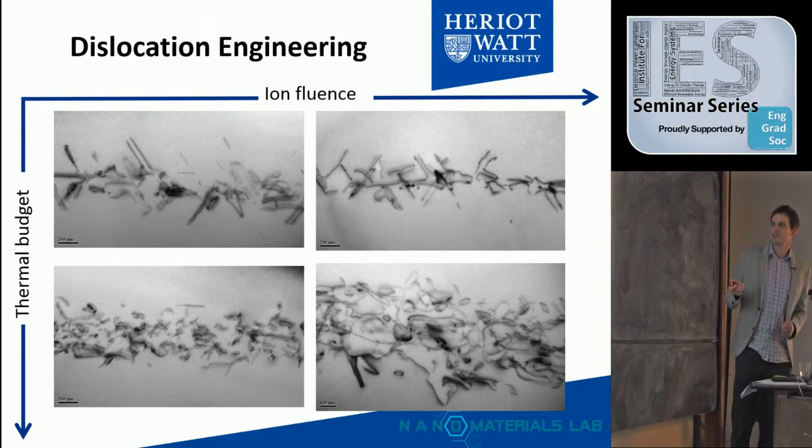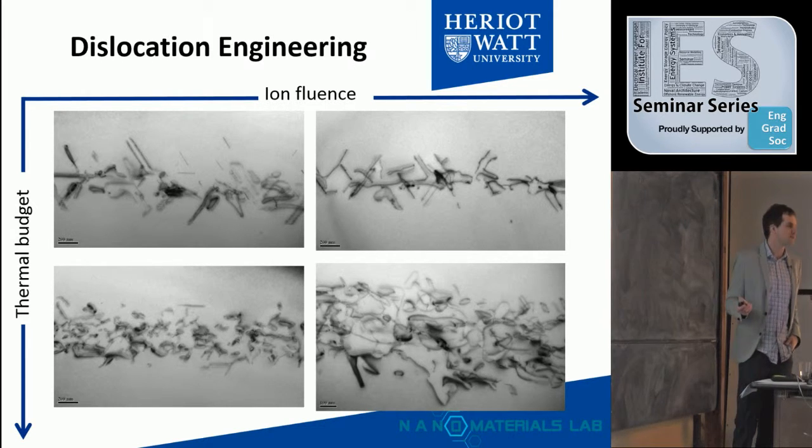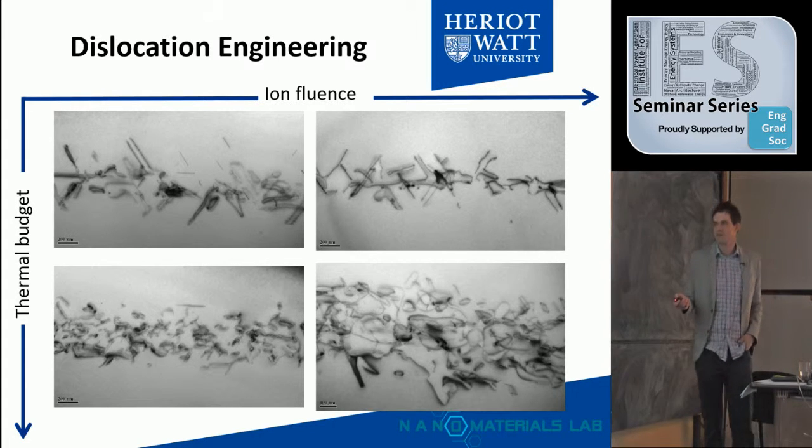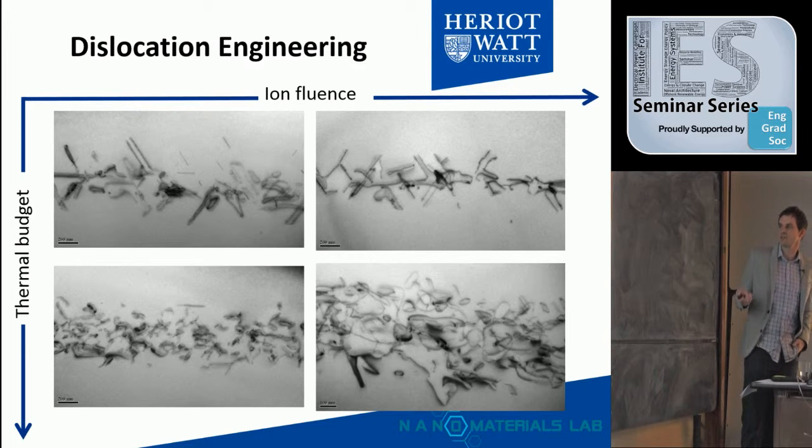So this is just 4 examples of snapshots of parts through the substrate. You can see the dislocations, and they vary as a function of the thermal budget applied and the ion conditions that we use. But you can get quite a lot of defects, a lot of dislocation loops and just dislocations as well in the material.